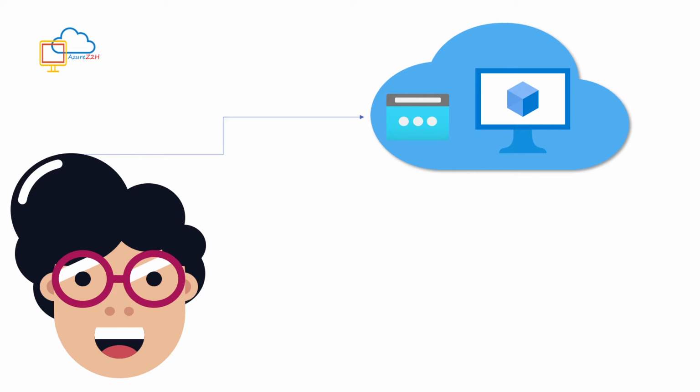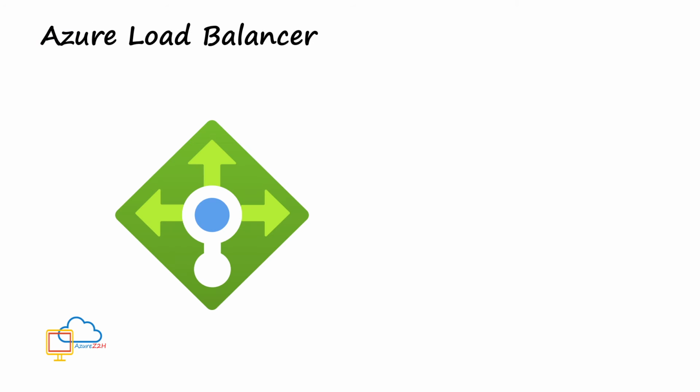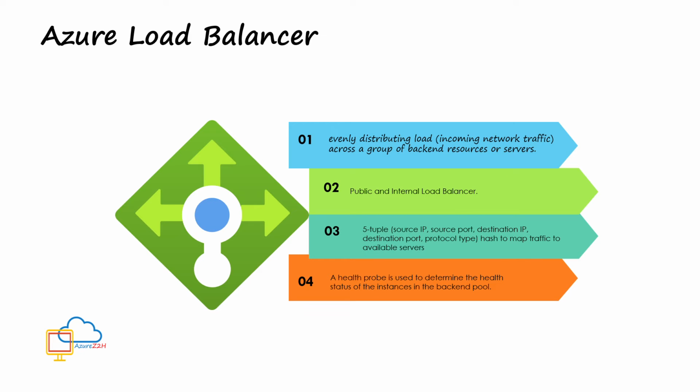However, for production environment, it comes with some challenges. Challenges like single point of failure. It means if this particular machine goes down for whatever reason, it could be data center outage, it could be the underlying host failure, or it could be something else, then your website will not be available. And that's where a single virtual machine has SLA of 99.9. So how can you tackle this problem? That's where Azure Load Balancer comes into the picture.